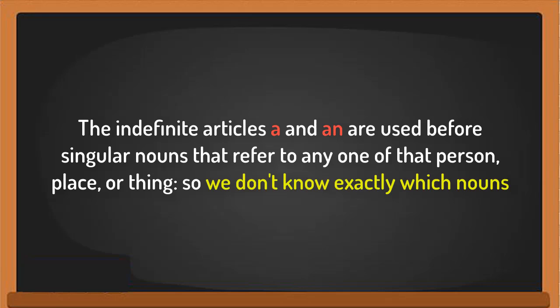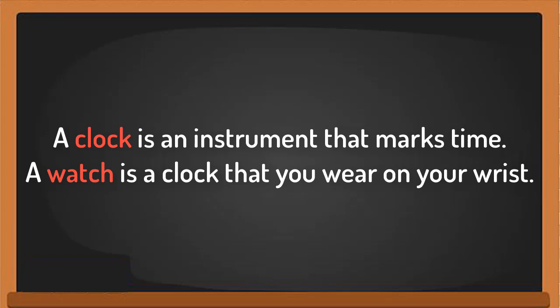The indefinite articles a and an are used before singular nouns that refer to any one of that person, place, or thing. Okay, so we don't know exactly which noun when people talk about it, right? Okay, let's see the example. A clock is an instrument that marks time. And then a watch is a clock that you wear on your wrist.